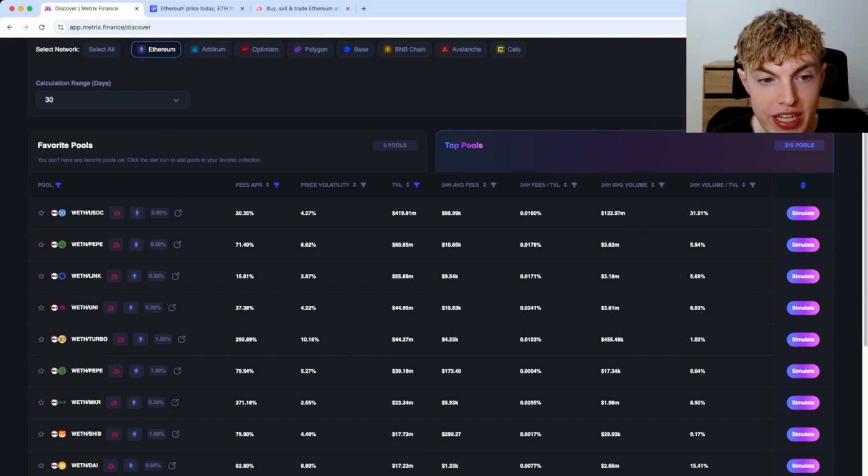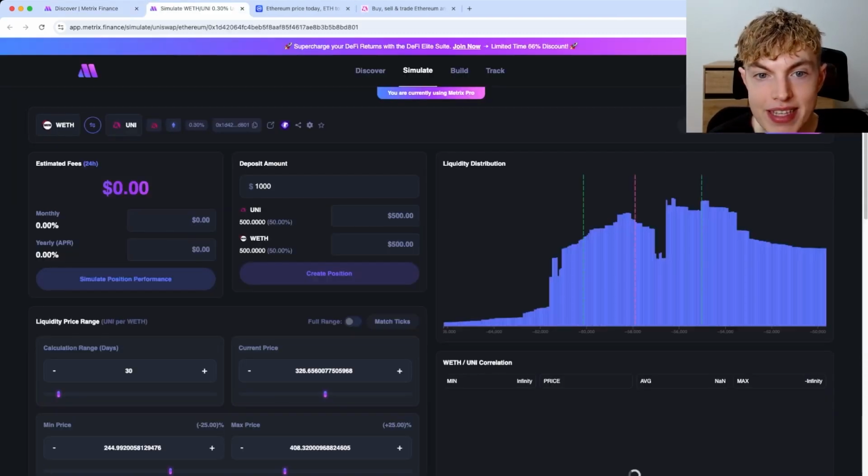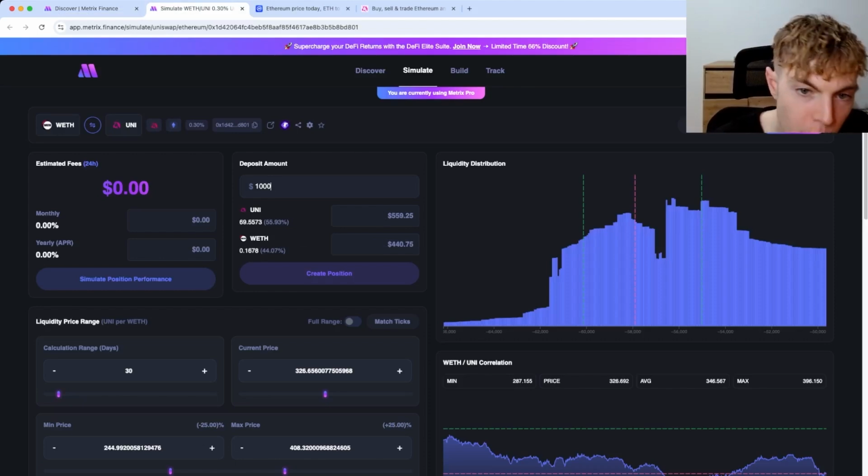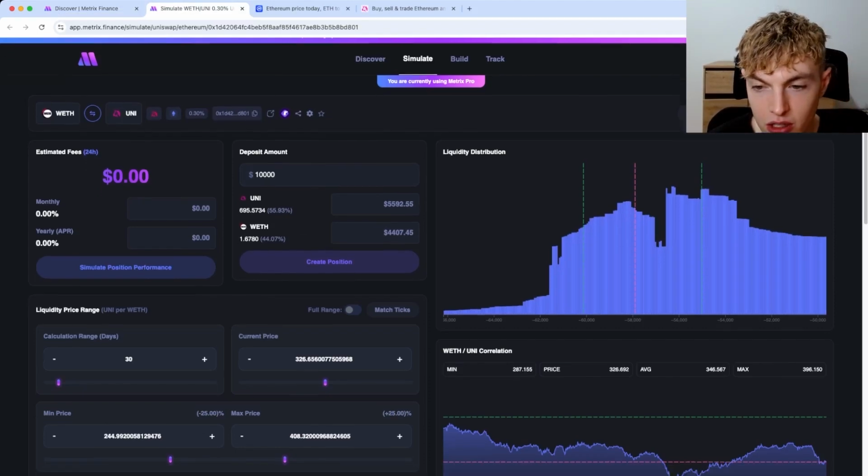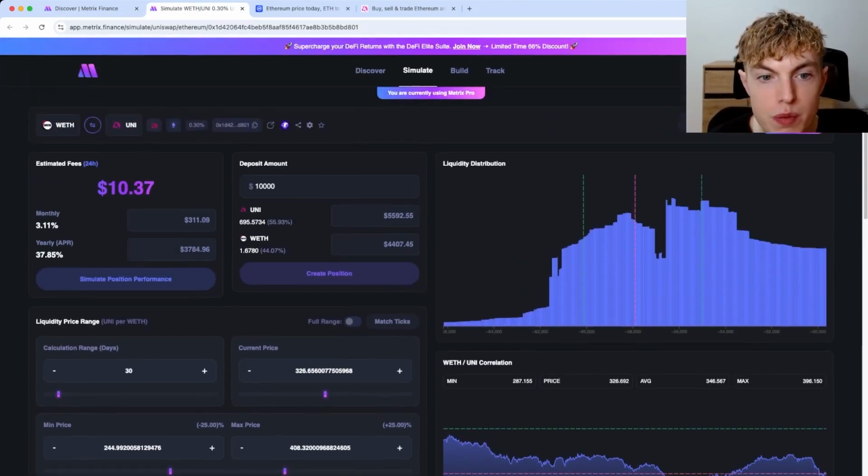So look at this position here, wrapped Ethereum to Uni. Now this is Uniswap's Uni token, and it is doing about 37%. So let's go ahead and simulate this in a new tab and see what can happen. So if we put in the deposit amount of about $10,000, right off the bat with this range, it says we would be getting $3,784 per year, which is about 38% APR.